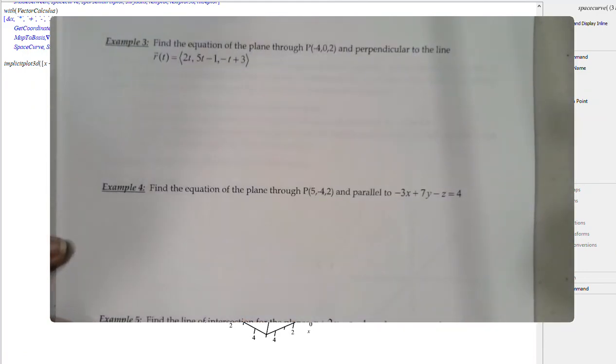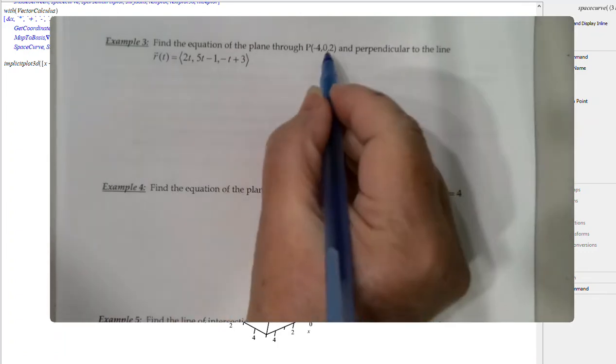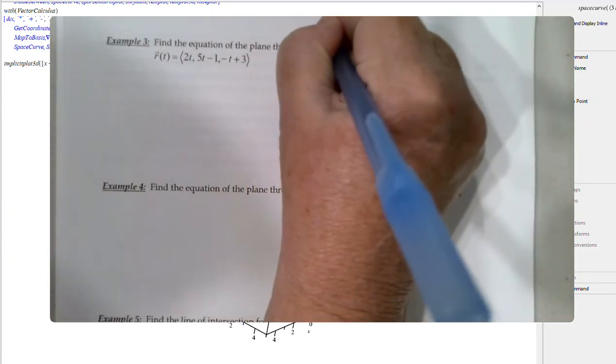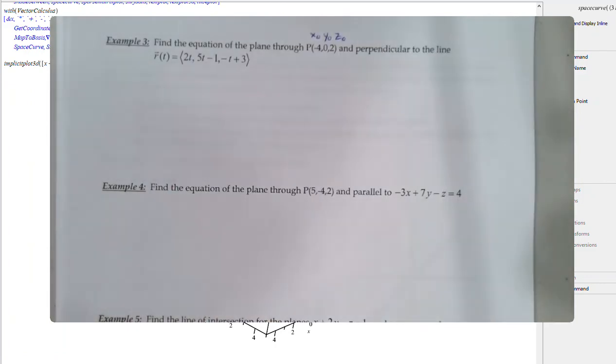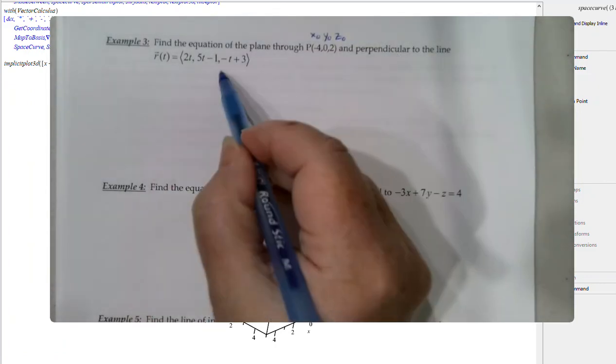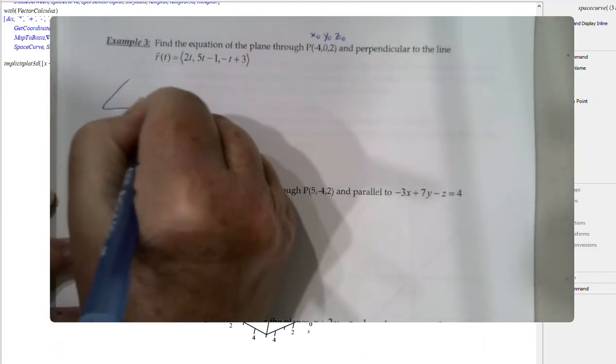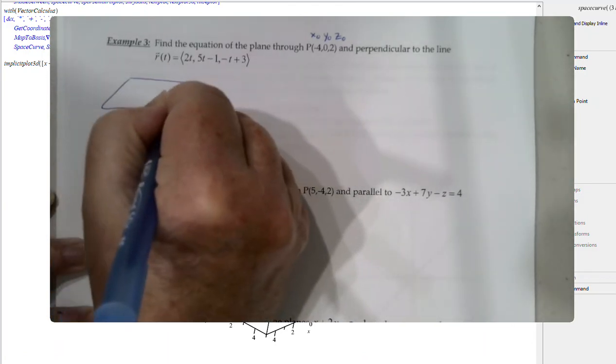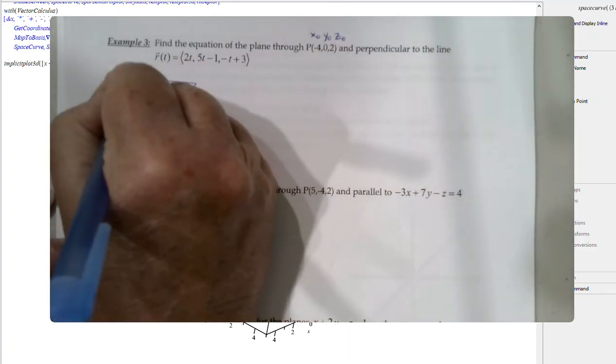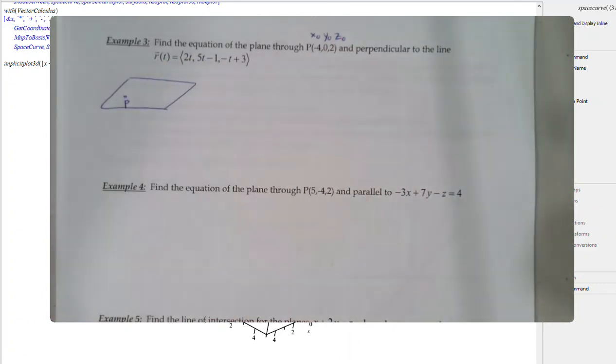Next one, I want the equation of the plane through this point. So there's my x naught, y naught, z naught. And I want it to be perpendicular to this line. So let's just think about the geometry for a minute. I've got my point P here, which is good. I always need a point.